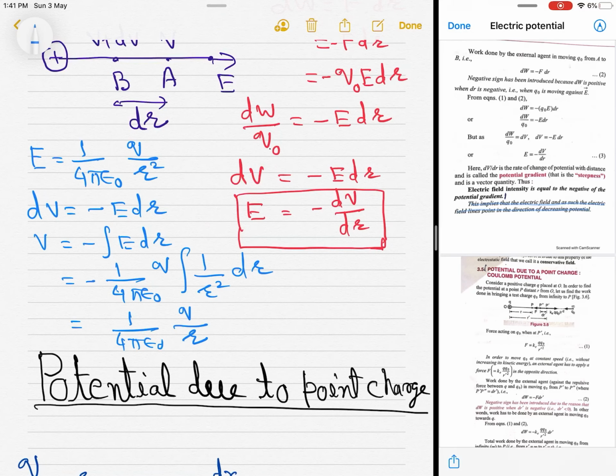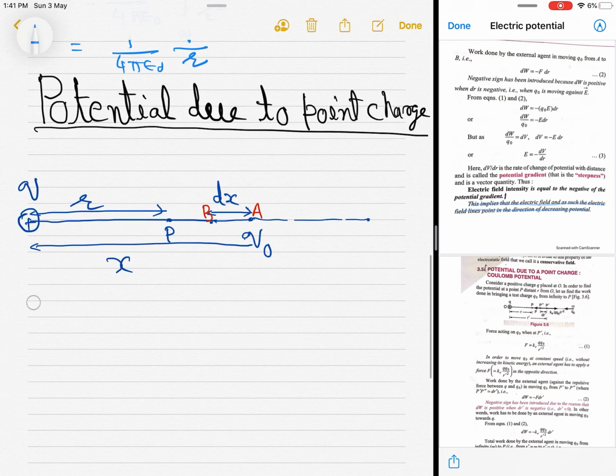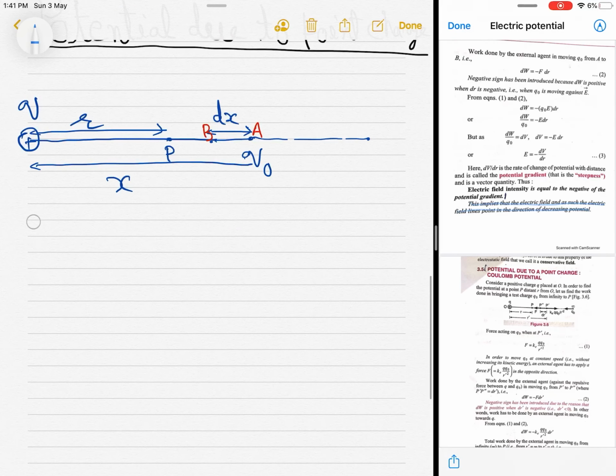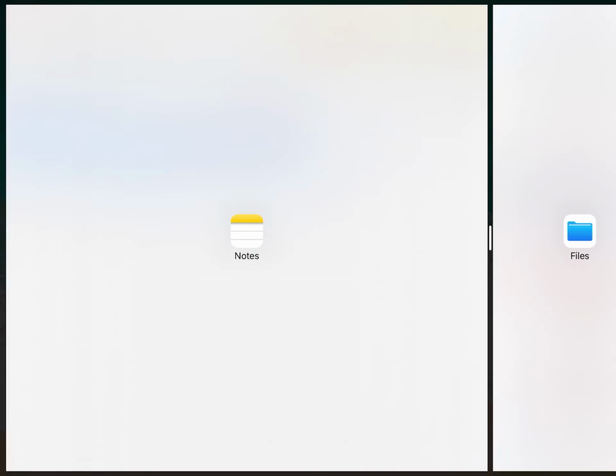So now I will find the potential due to point charge. Suppose there is a point charge plus Q, and we put a Q naught, that is test charge, at distance x from this source charge, and we consider 2 points A and B separated by distance dx, very small distance, in which force can be considered constant.